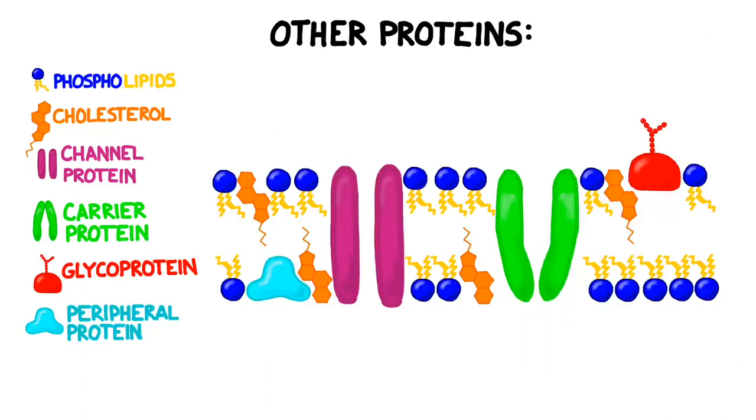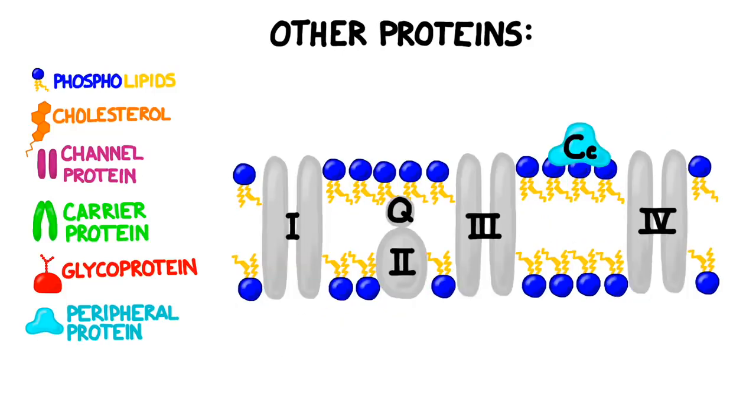Finally, cell membranes are also studded with peripheral proteins on one side of the membrane. They can attach and remove themselves from either side of the cell membrane over and over again. You've probably come across a number of peripheral proteins if you've studied cellular respiration.